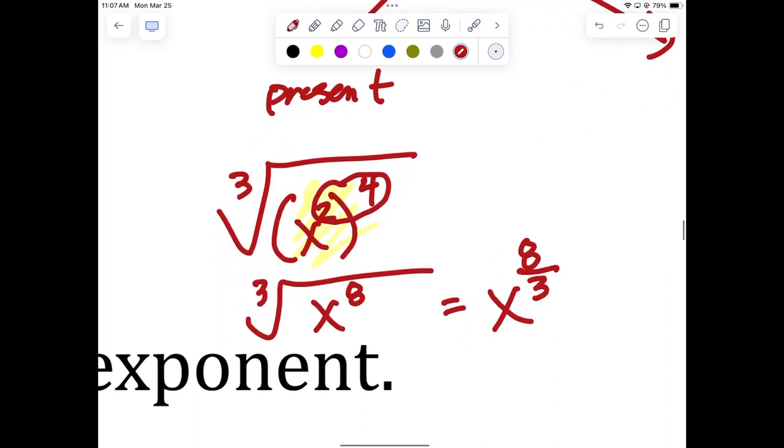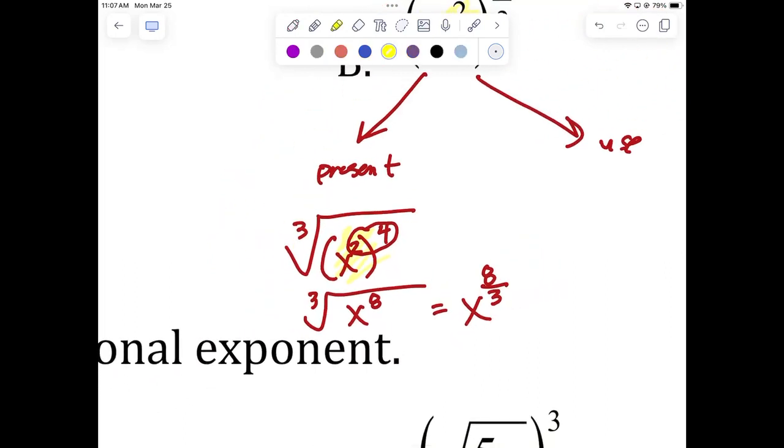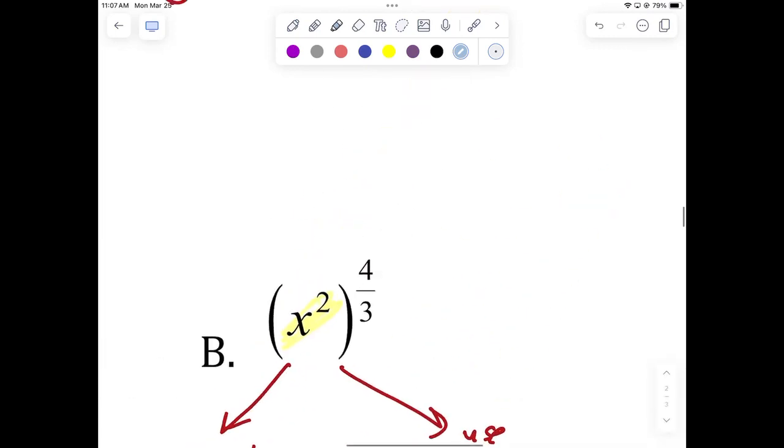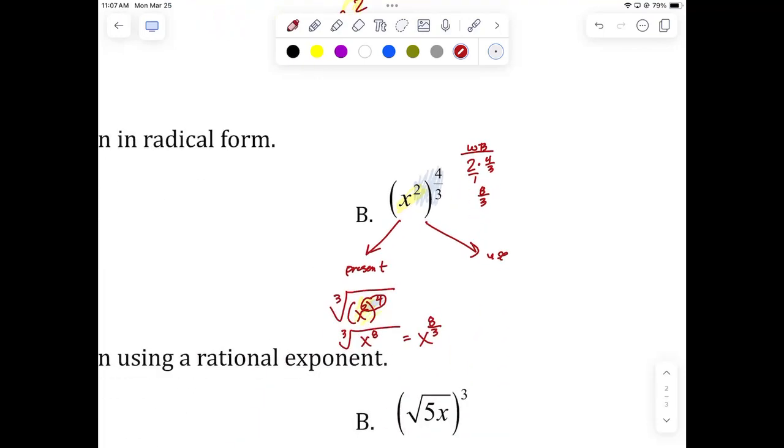If we're raising a power to a power, and all we have to do is multiply to get the new exponent, couldn't I have done that in the beginning? Am I not raising a power to a power right there? So off to the side of my workbench, what is 2 times 4/3? Well, that's 8 over 1 multiplied. That's 8/3.